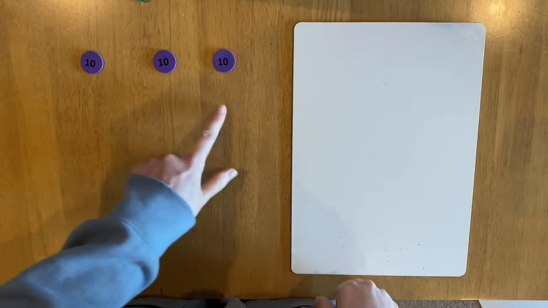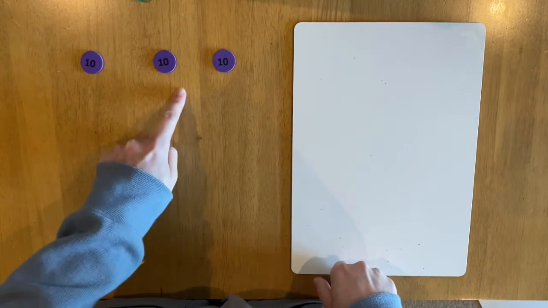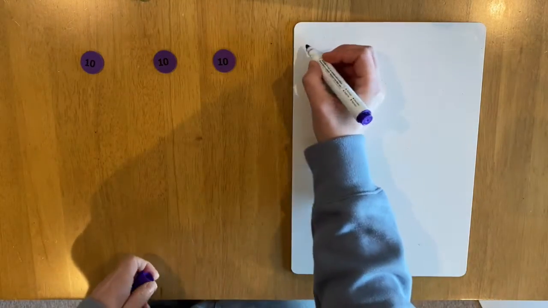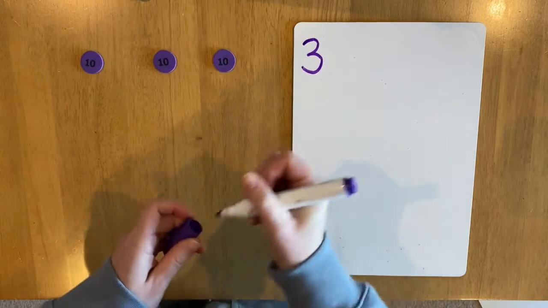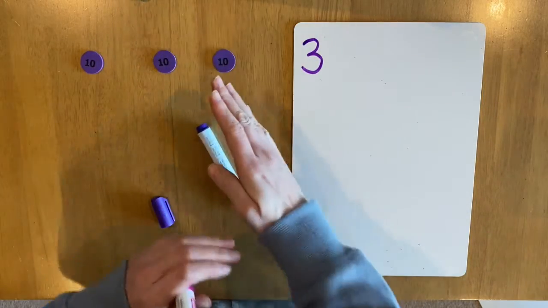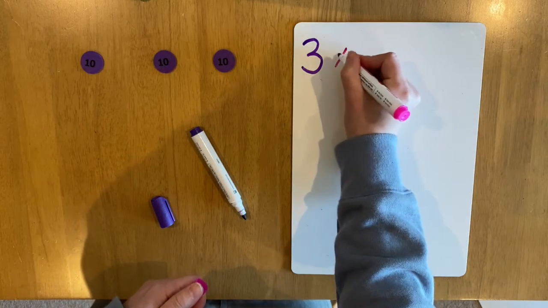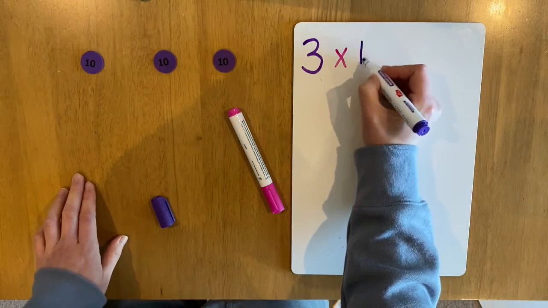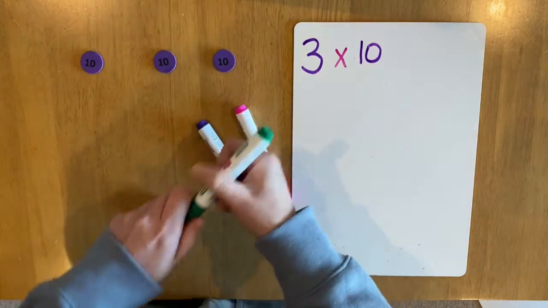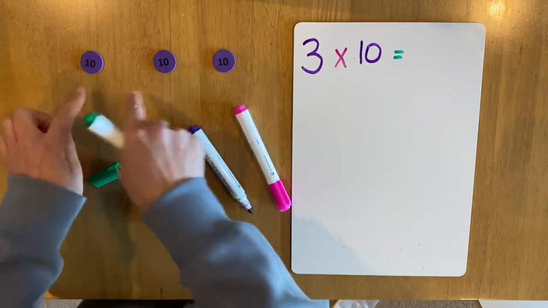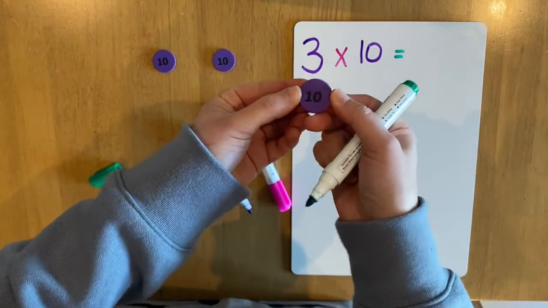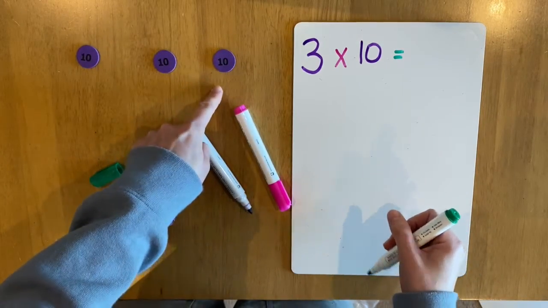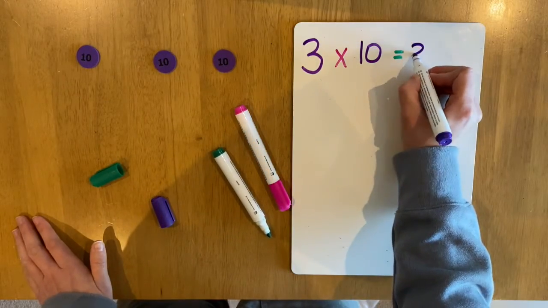So how many 10s do we have? 1, 2, 3. We have 3 10s, 3 groups of 10. 3 groups of 10. There's 10 in each. And how many do we have all together? I know we don't have loads of objects, but this represents 10. So we have 10, 20, 30. We've got 30 all together.